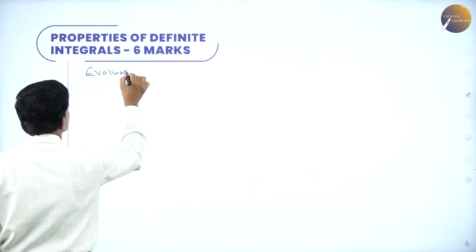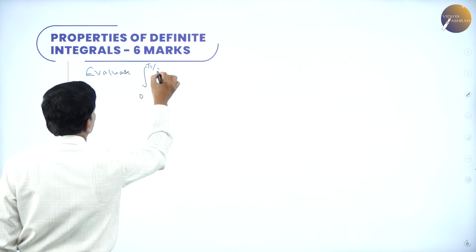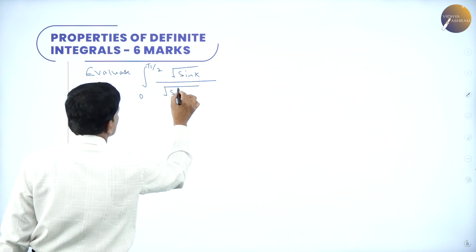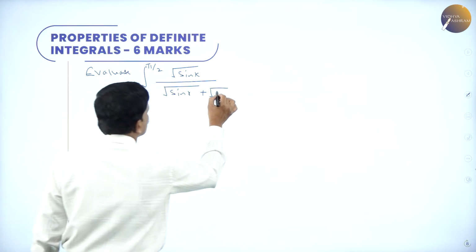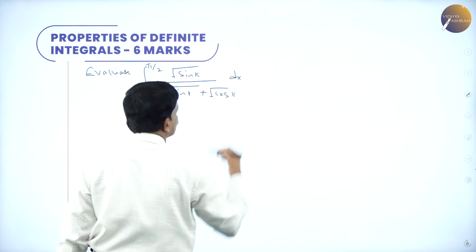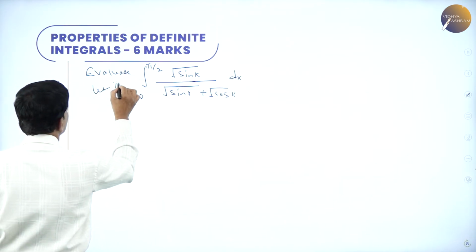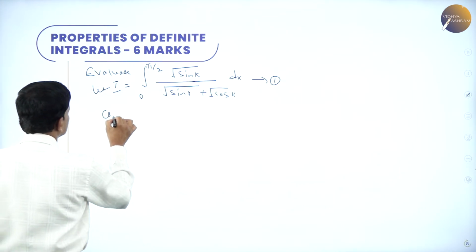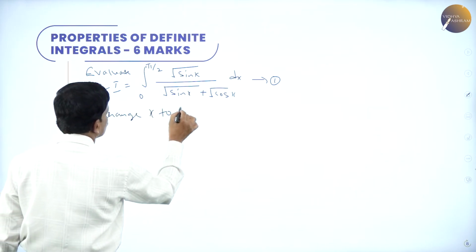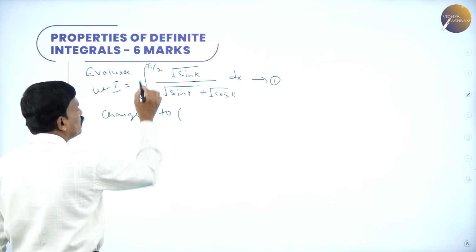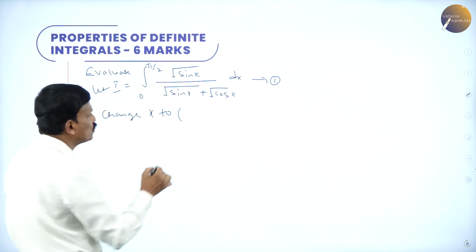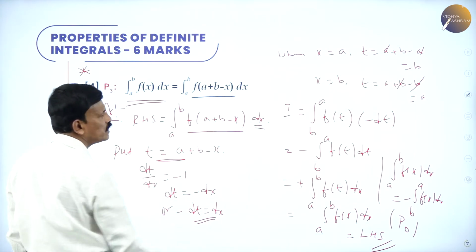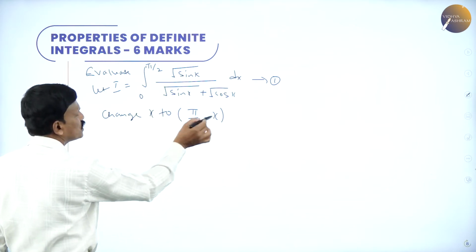Evaluate integral 0 to pi by 2 of square root of sin x divided by root of sin x plus root of cos x dx. Okay, now let us consider this as I. Let I be equal to this, and represent this as equation number 1. Now change x to, what is the upper limit? Pi by 2. Lower limit 0. Pi by 2 plus 0 is pi by 2 minus x.